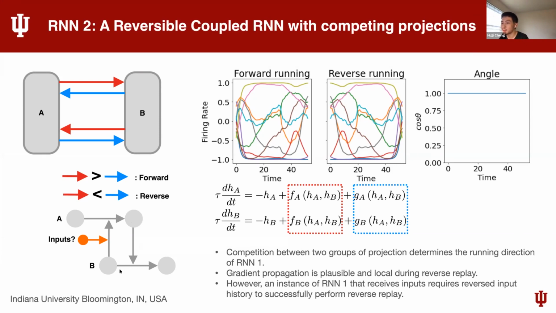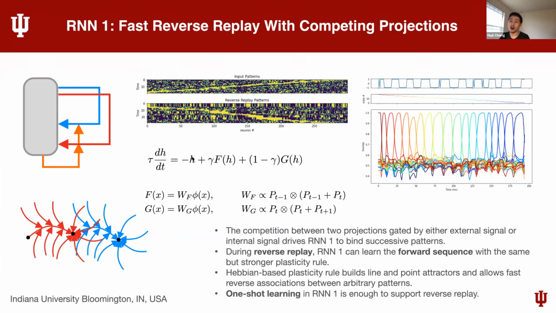But this network cell itself is incapable of dealing with inputs, because if you look at the unfolded temporal computation graph, you find that in the reverse replay phase, neuron groups A and B do not have knowledge about the inputs in previous time steps. Because of this, we need another neural network to deal with inputs. And that is where RN1 comes in.